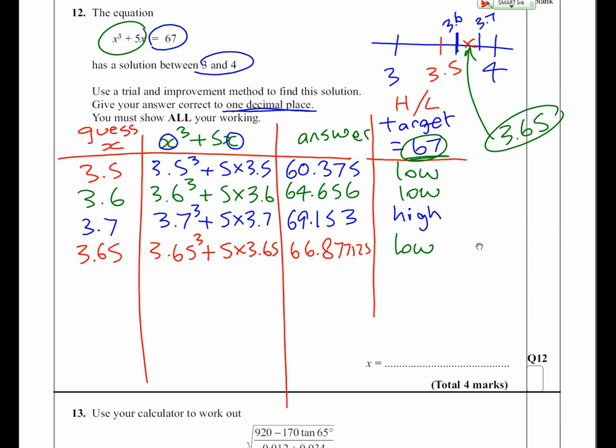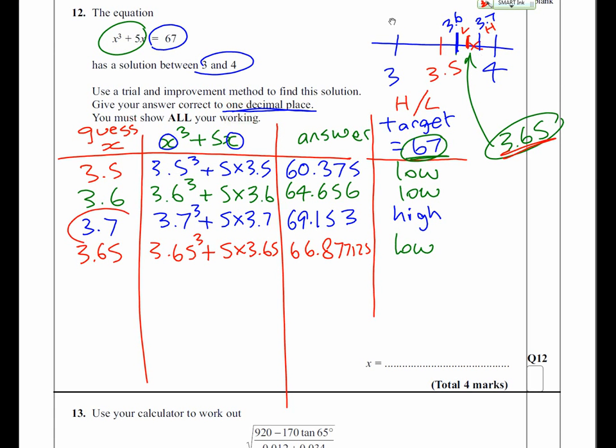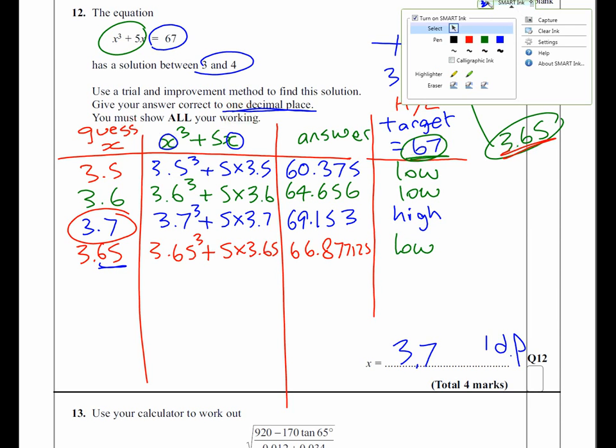So if you think about where we're guessing, this guess was too low. This one was too high. So the real answer has got to be between 3.65 and 3.7. And guess what? If it's anywhere between 3.65 and 3.7, it's going to round to 3.7. That's the proper way that you should do these questions. Okay, that's to 1 decimal place. To get 1 decimal place, we had to go 1 value to 2 decimal places.